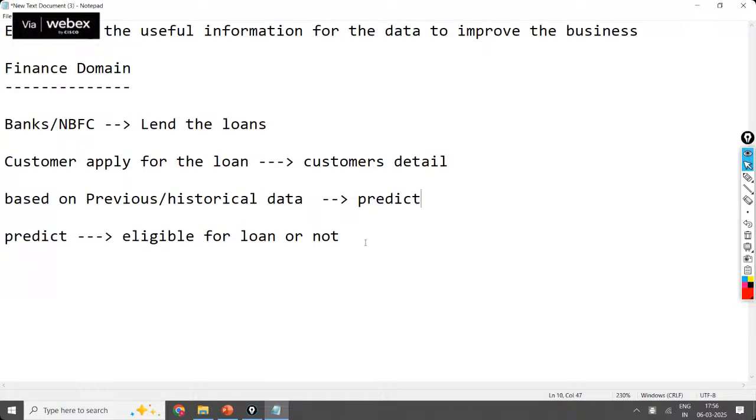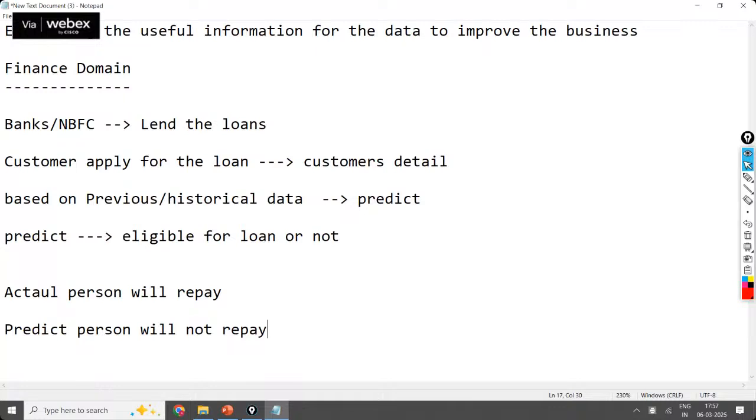Sir, for example, if you predict based on the past in that way, there is a person who will correctly repay the loan, but you have predicted that he will not repay. Actually, the person will repay, but the machine has predicted that the person will not repay. What happens in this case? At most, the bank's money will still be there. It is not going to be a problem. The interest money will be lost. You are not giving the loan now, so obviously you may not get the interest money.